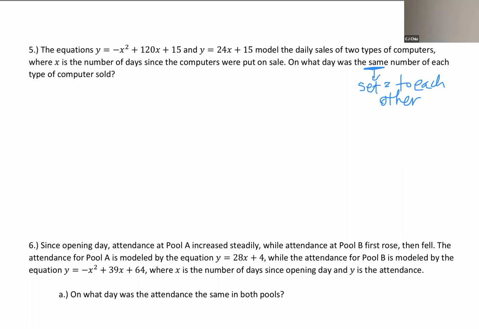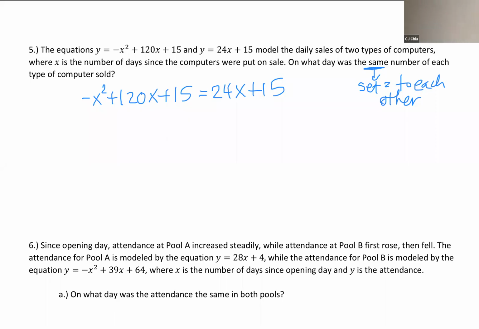So then you get negative x squared plus 120x plus 15 equals 24x plus 15. So then you can subtract 15, subtract 15. So the 15s go away. And then you subtract that 24x, or you can push everything over to the right side to get everything positive, either way.